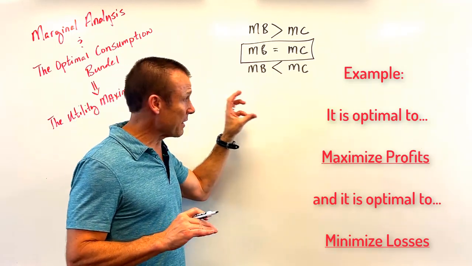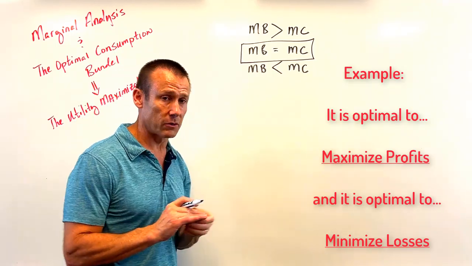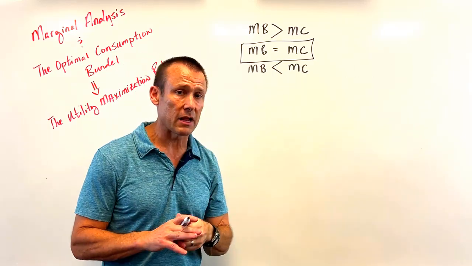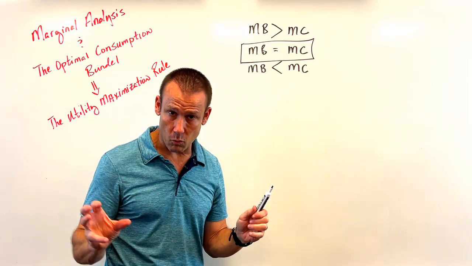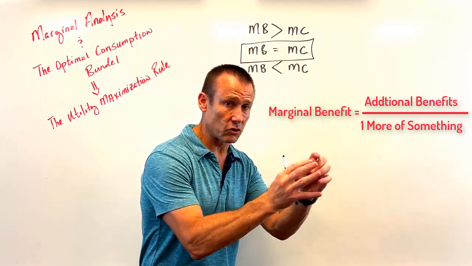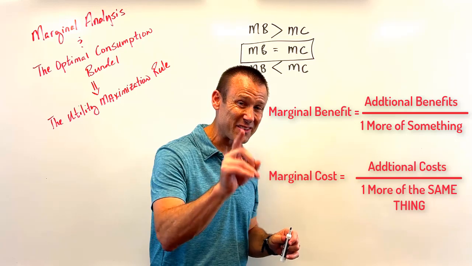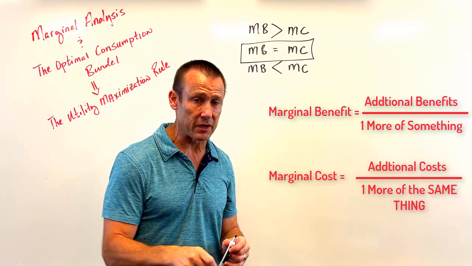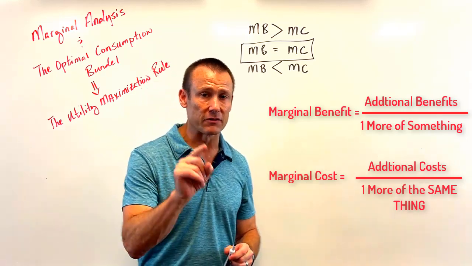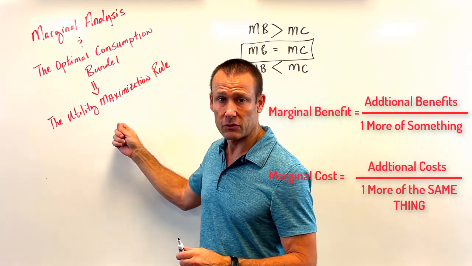The other thing I want to make sure that we are clear about here is when you do marginal analysis, we're getting the additional benefit over one more of something, the additional cost over one more of the same exact thing. That denominator, that one more thing, has to be the same. And you're going to see that in just a second as we do this.